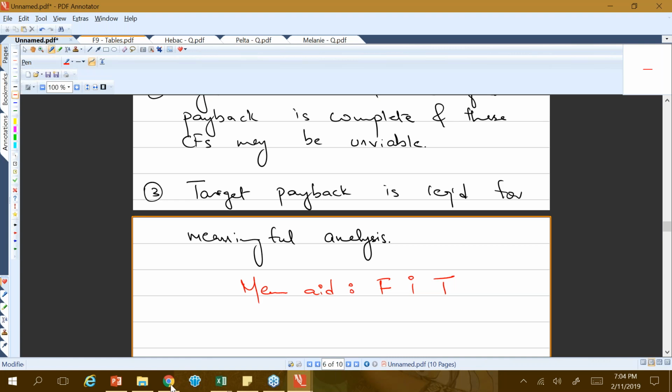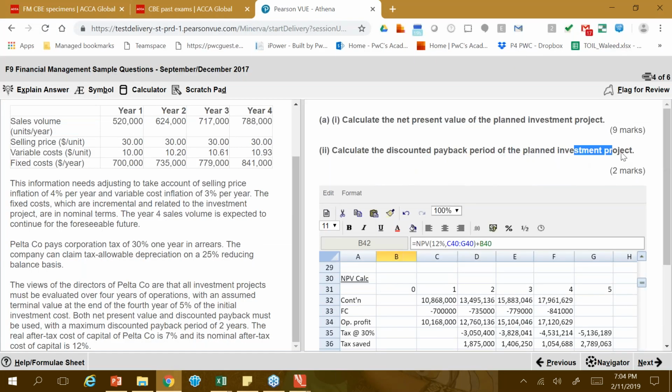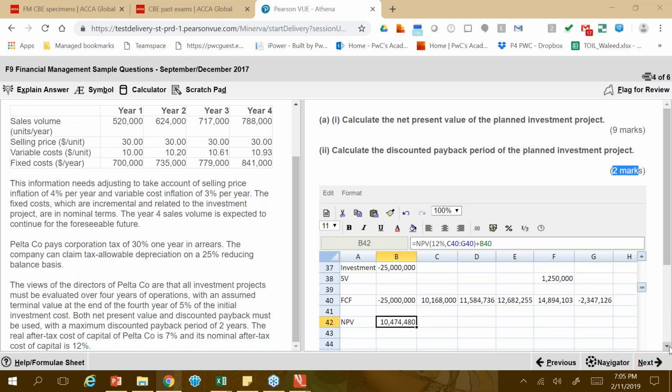Now, going back to this question, I'm going to go into part 2, which says calculate the discounted payback period for the planned investment project for 2 marks. So we have to think of discounted payback. Now remember, the discounted payback is calculated on present values. And I have got an NPV here on which I need the present values to find this discounted payback period of the planned investment project for 2 marks. So let's do this together. Let's try and do this discounted payback.